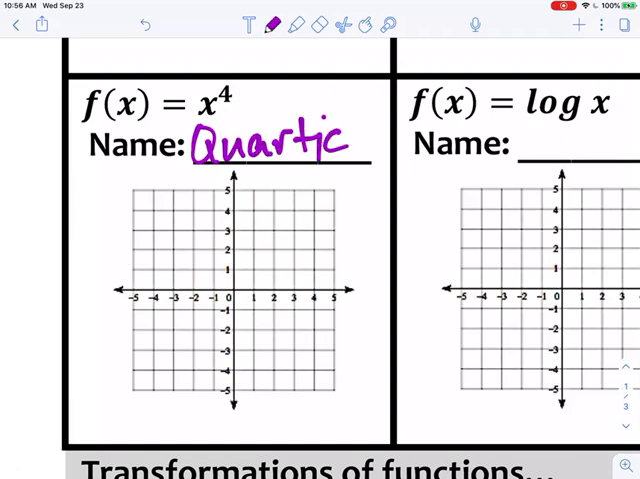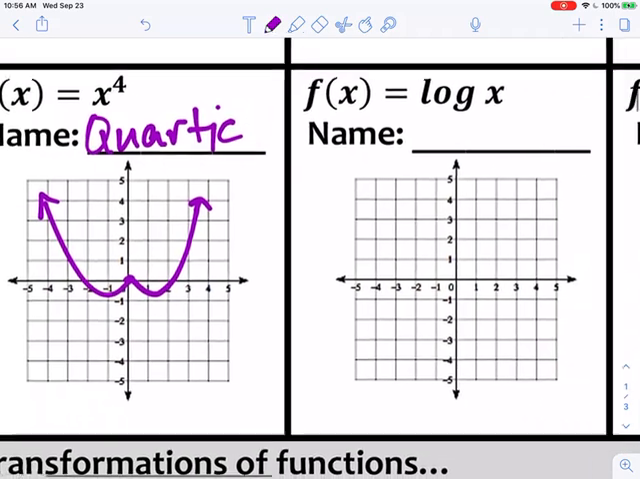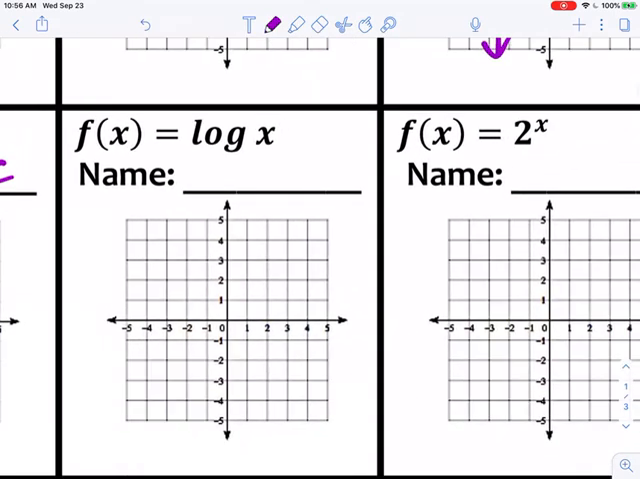This is quartic because it's to the fourth power. And that actually has a little spot here at the origin that we hit, and there are two minimums that happen in a quartic function. Perfect. Something like that. All right, two minimums down there in quartic.